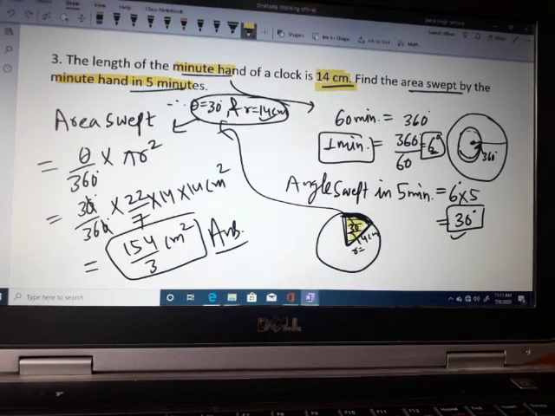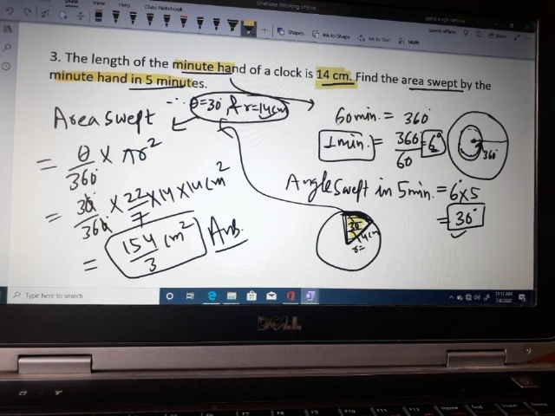Next question. Again, I am going to explain this simply. The minute hand in 60 minutes sweeps a 360 degree angle, and in 1 minute it sweeps a 6 degree angle. You have to find the angle swept in 5 minutes, which will be 6 into 5, 30 degree. This is the value of theta and the length is the radius. The area swept will be this sector. The area swept will be theta upon 360 pi r square. Putting the values, you will get your final answer.